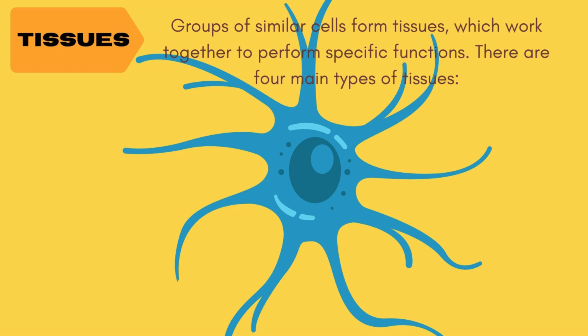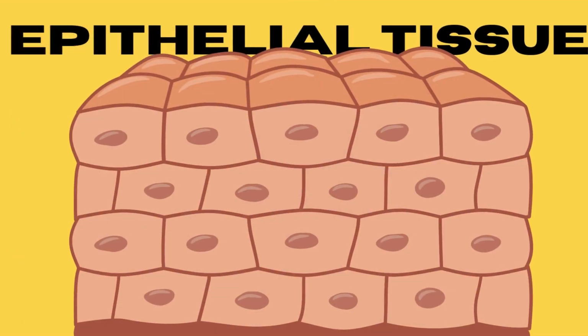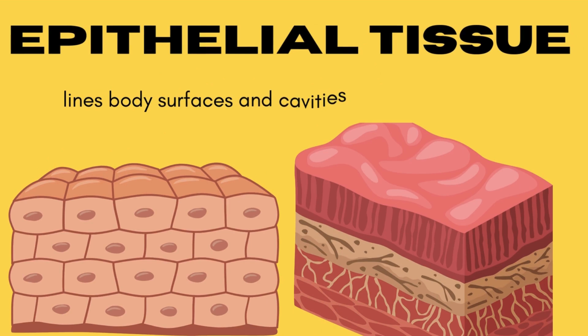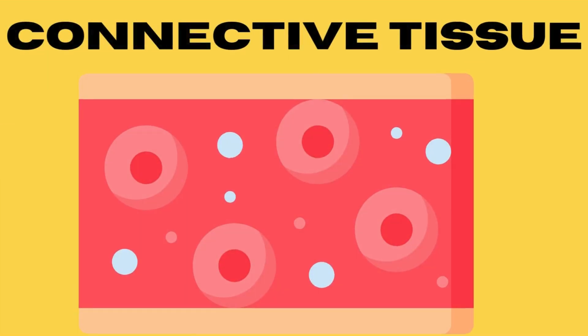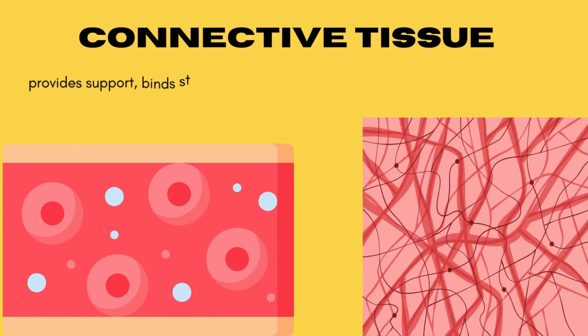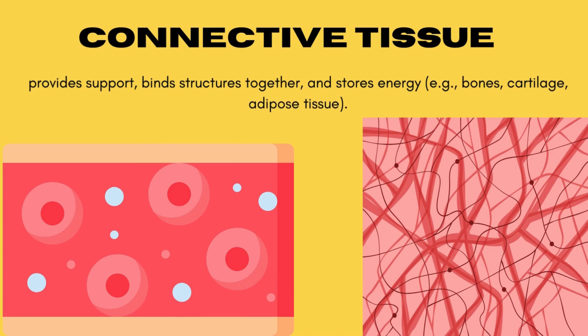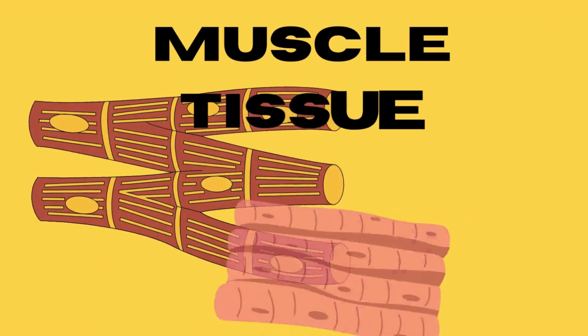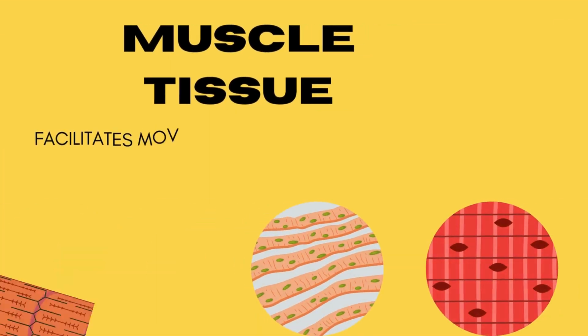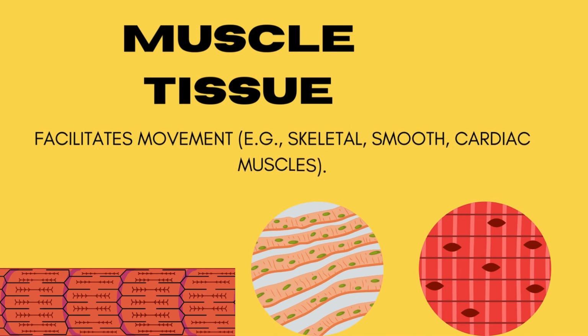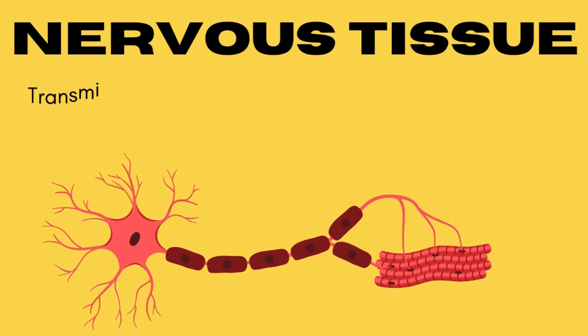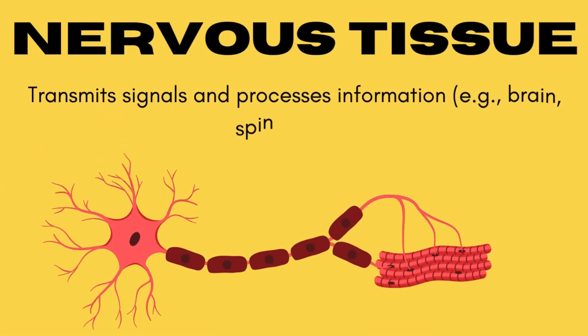There are four main types of tissues. Epithelial tissue. Lines body surfaces and cavities, e.g., skin, mucous membranes. Connective tissue. Provides support, binds structures together, and stores energy, e.g., bones, cartilage, adipose tissue. Muscle tissue. Facilitates movement, e.g., skeletal, smooth, cardiac muscles. Nervous tissue. Transmits signals and processes information, e.g., brain, spinal cord.